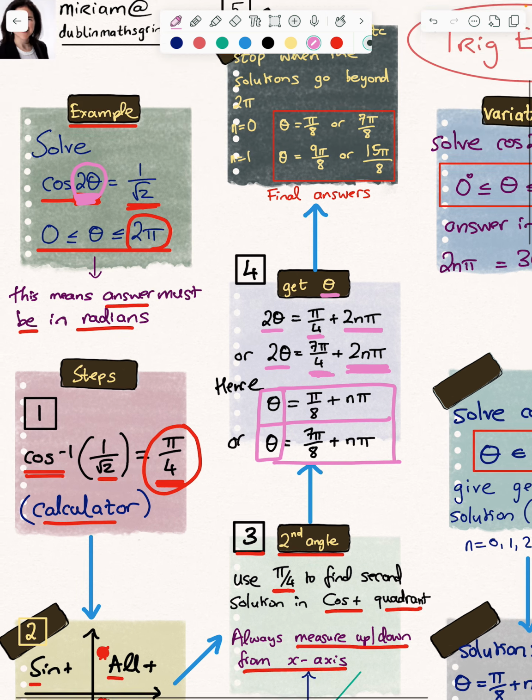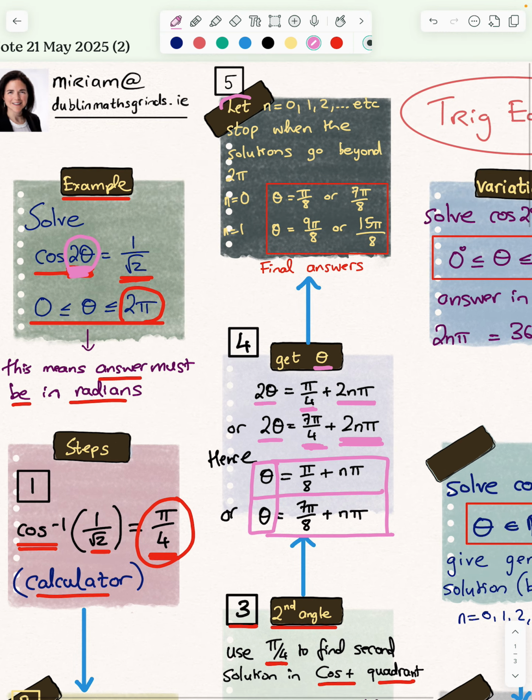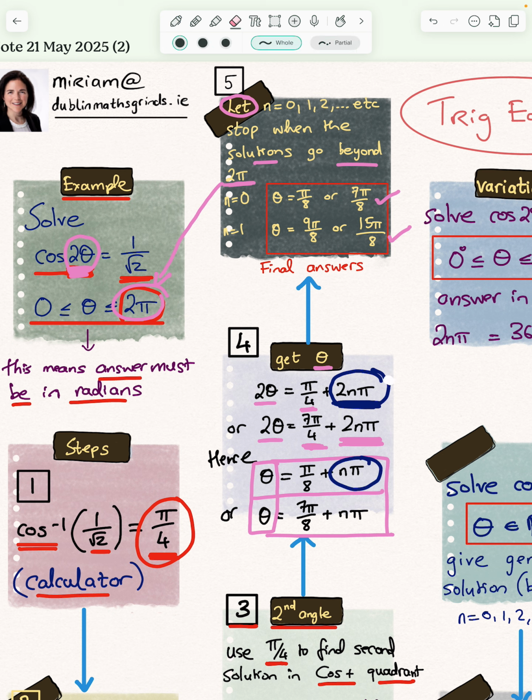And this is the point then when you let n be 0, 1, 2, etc. and stop when the solutions go beyond 2 pi. That's because of this constraint here. So n equals 0 gives us these two, n equals 1 gives us these two, and you can see even if you let n equal to 2, this one down here would already be 2 pi, so we'd know our answer had gone beyond 2 pi.